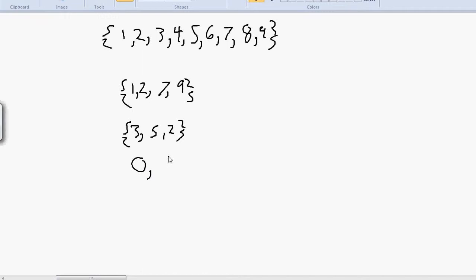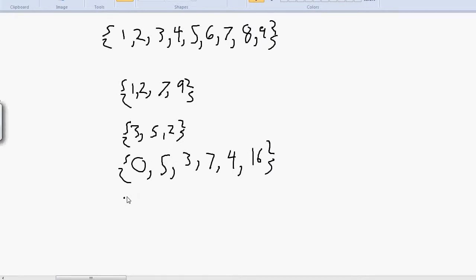So like 0, 5, 3, 7, 4, 16 is not a subset because even though it has a lot of elements that are included in the set, it has some that aren't, like 0 and 16, right?